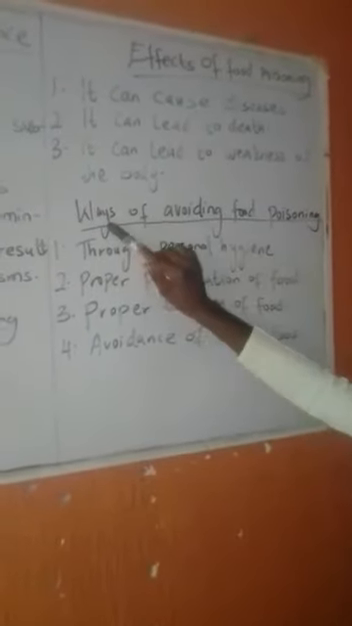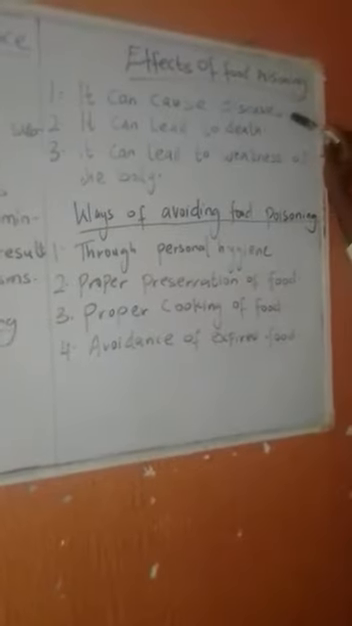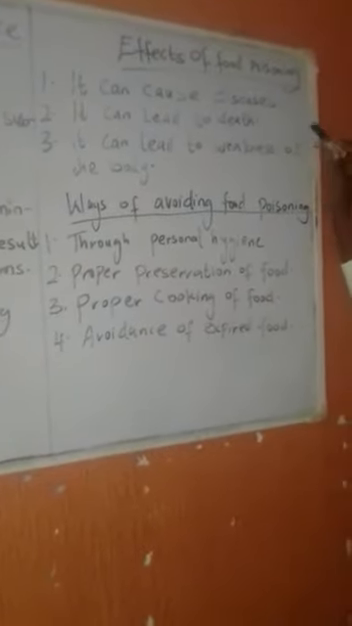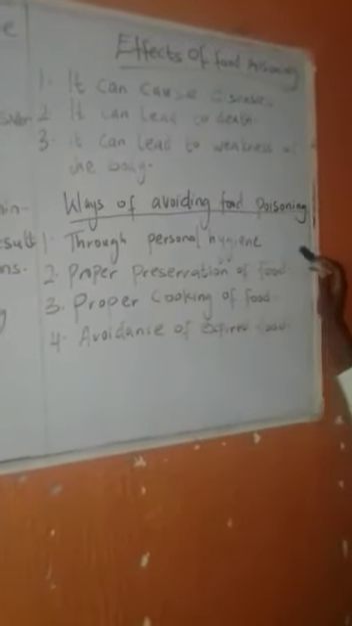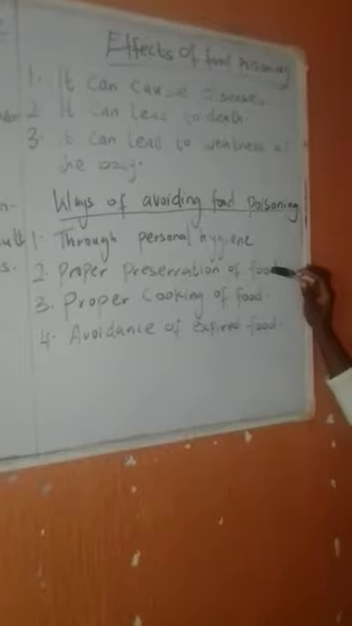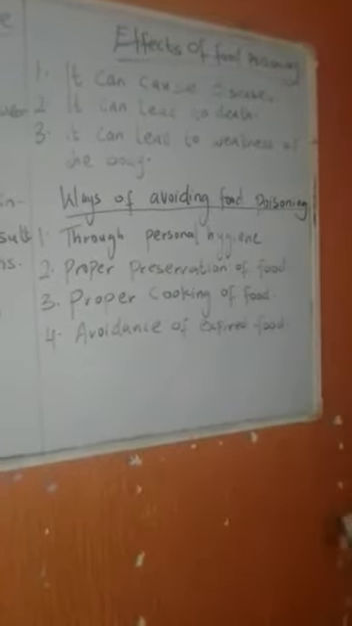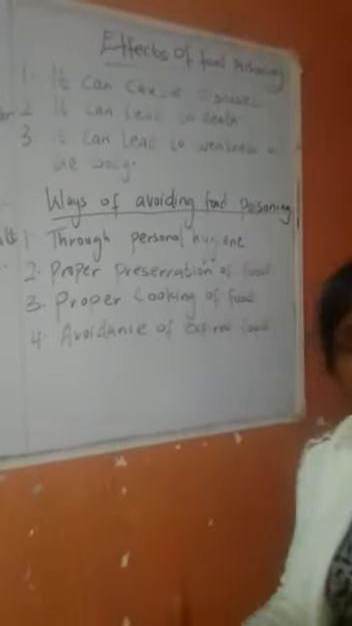Ways of avoiding food poisoning. Since it can bring about diseases and lead to death, how can we avoid them? Number 1, through personal hygiene. Like I simply said, apply all caution to see that neatness is maintained. When you are cooking, that is why it's necessary: you wash your hands before cooking and after cooking.